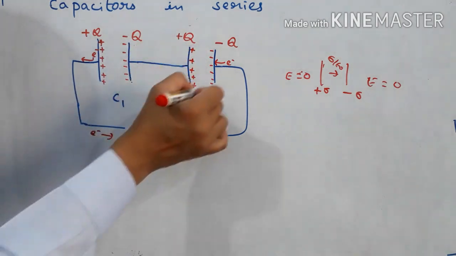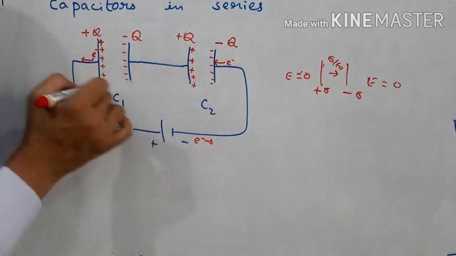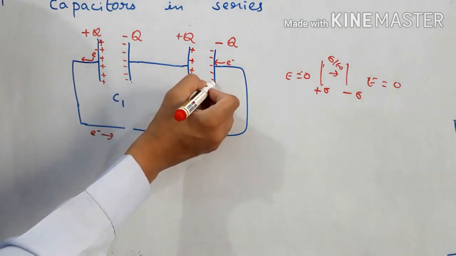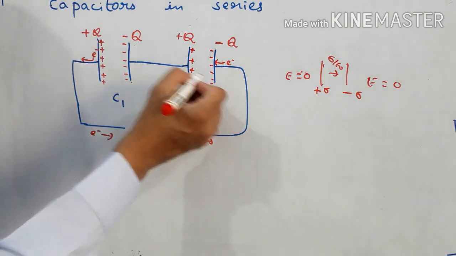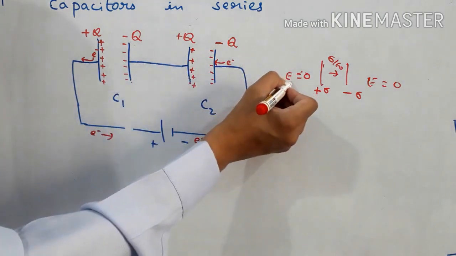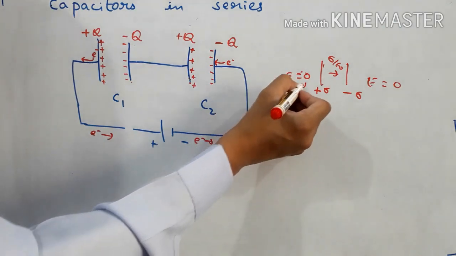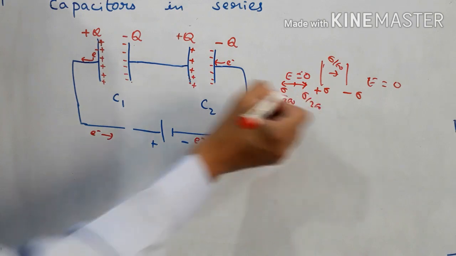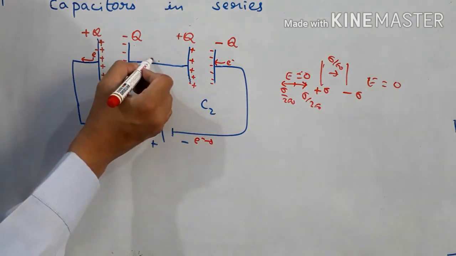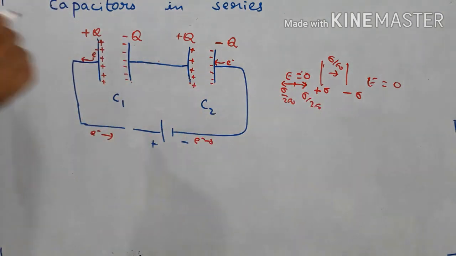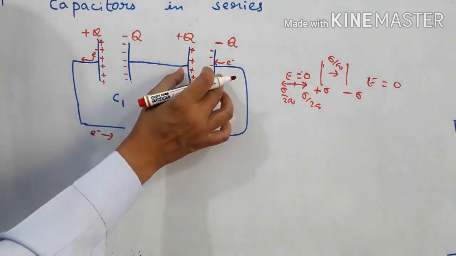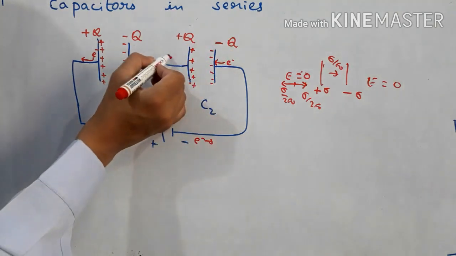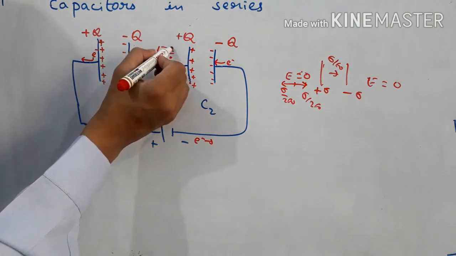If net charge on this capacitor is not 0, then these two charges are not equal and opposite. If they are not equal and opposite, these two factors, sigma by 2 epsilon naught and sigma by 2 epsilon naught, will not cancel completely. One of them will be more, one of them will be less. That means the net electric field outside the plates of this capacitor, in this region, will not be 0.